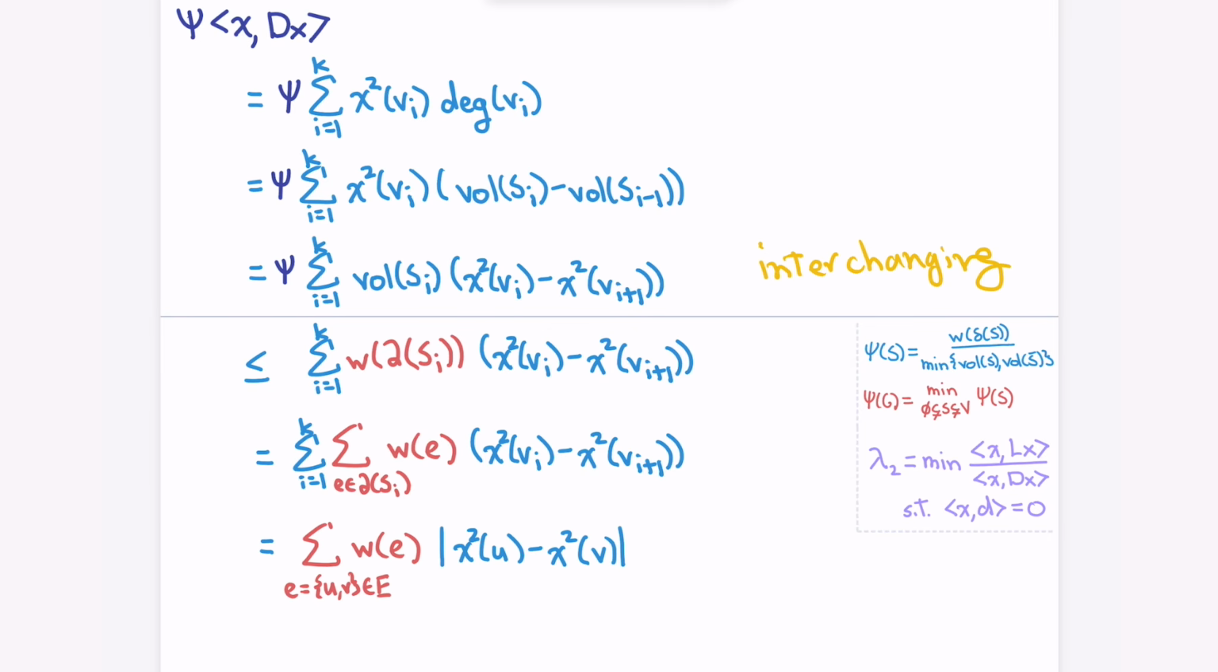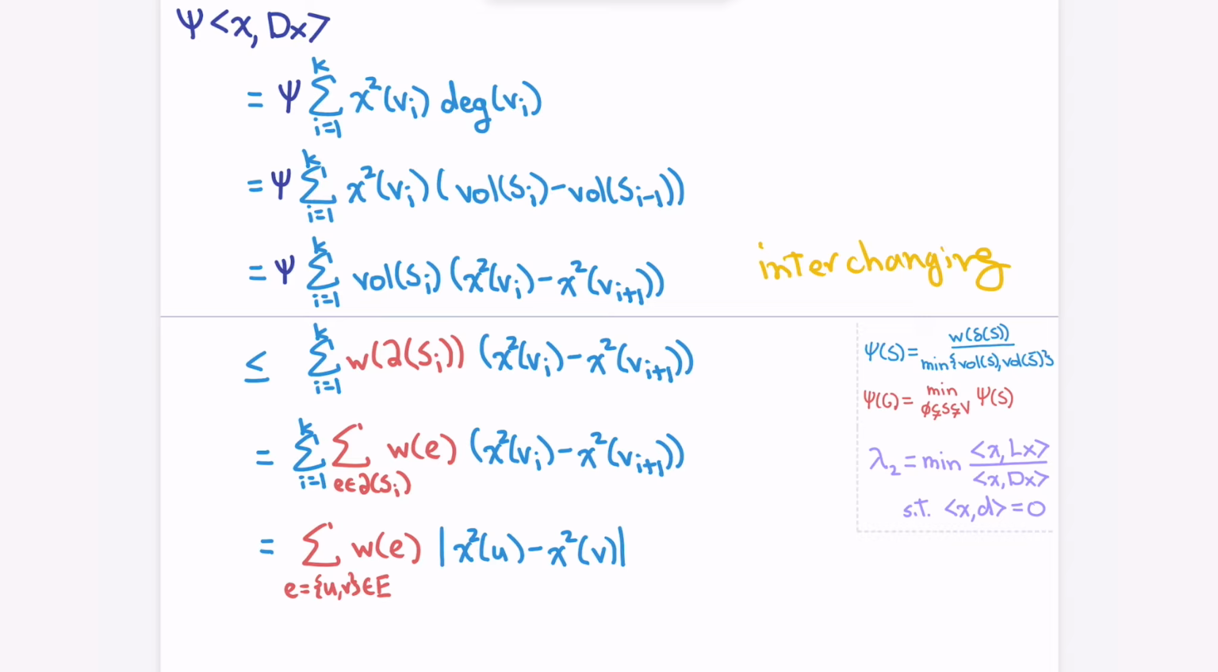So suddenly things became much more compact. Before, I'm summing up over all the level sets S_i, looking at their cut, and for every edge in the cut, I paid the difference between the i-th vertex and the (i+1)-th vertex. Now here, I'm taking the weight of the edge and just looking at the difference of the endpoints of the edge. This is obviously nice because it starts to look more and more like our Laplacian. But how did I get there?